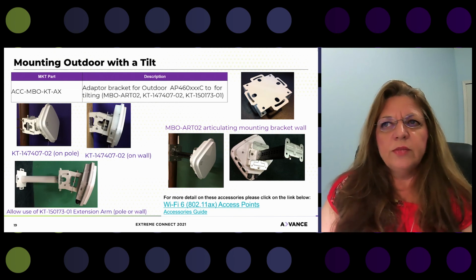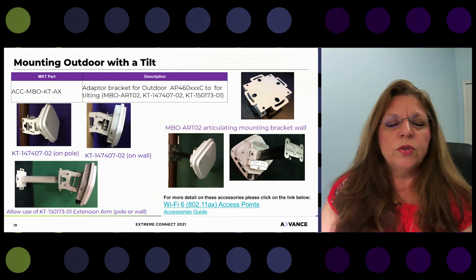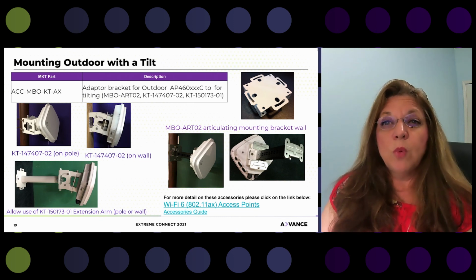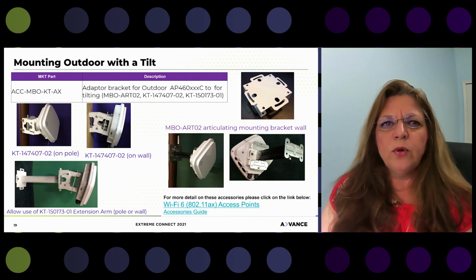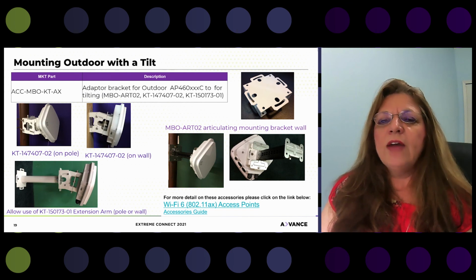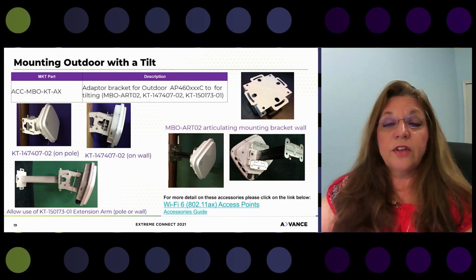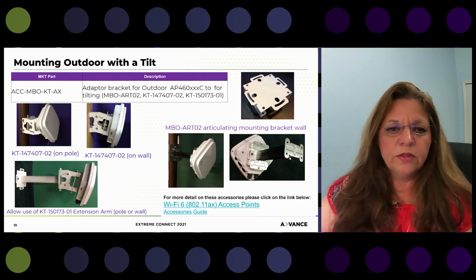I've noticed some of the stadium teams and the MLB teams like using the MBO02. That bracket lets you do more of a tilt, and finer degrees than 15. You can go up to 45. You just have to be careful, because you always want outdoor AP glands to be facing down for the weather. But you definitely have to order the accessory MBO KT-AX. Everything is detailed in the accessory guide that was just released.